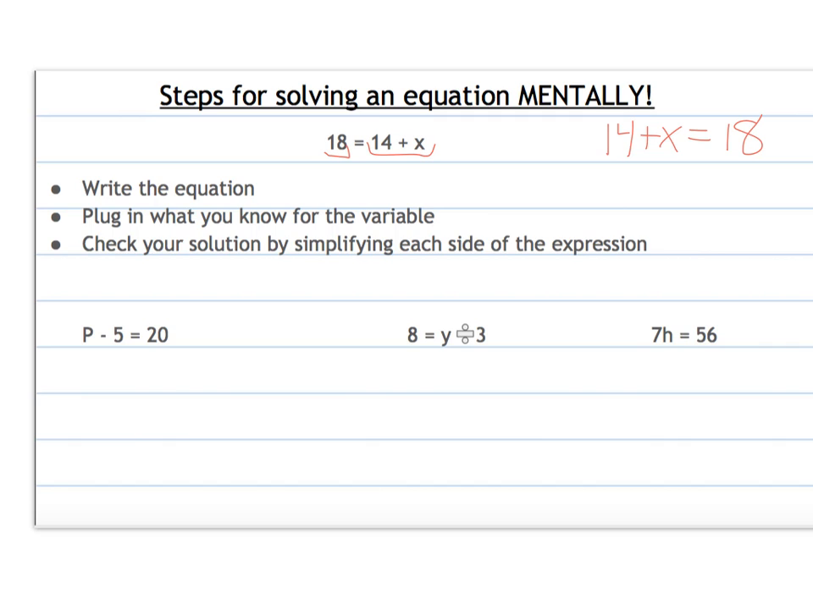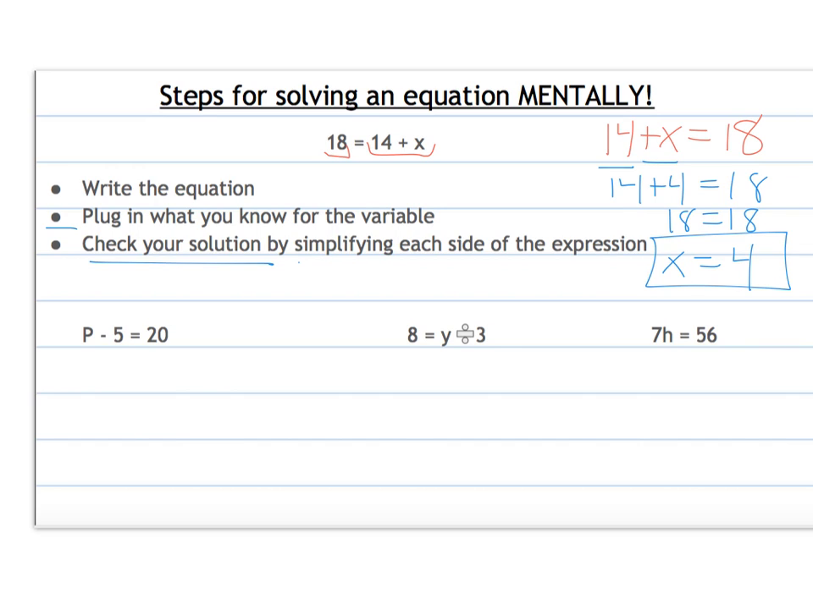So the variable is on the left. And then I plug in what I know for the variable. So I read this and I say, 14 plus what number gives me 18? And when they're basic enough, I know that that should be 4. So I plug in what I know, and then I check my solution by simplifying each side. So 14 plus 4 is 18, 18 equals 18. So mentally, I know that the only replacement for x is 4.